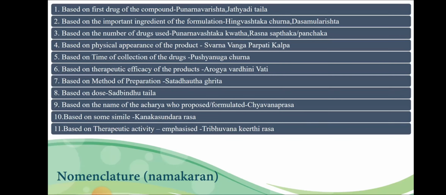Based on the first drug of the compound, you can name the formulation as Punarnavarishta, Jatyadi Thailam, in which Punarnava or Jati is the first drug of the compound. And based on the important ingredient of the formulation: in Hingvashtaka Churna, Hingu is the important ingredient, and in Dashamularishta, Dashamula is the important ingredient. And based on the number of drugs used, it can be named as Punarnavashtaka Kwatha, Rasna Saptaka, Rasna Panchaka Kwatha. Based on the physical appearance of the product, Swarnavanga, Parpati Kalpa.